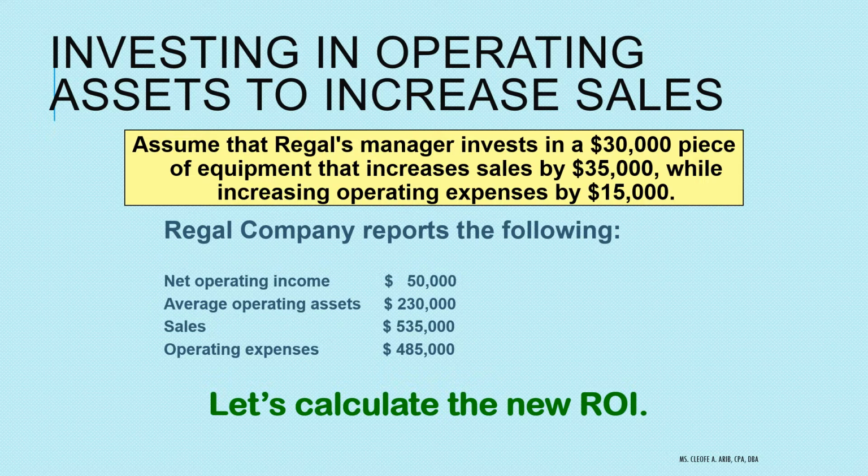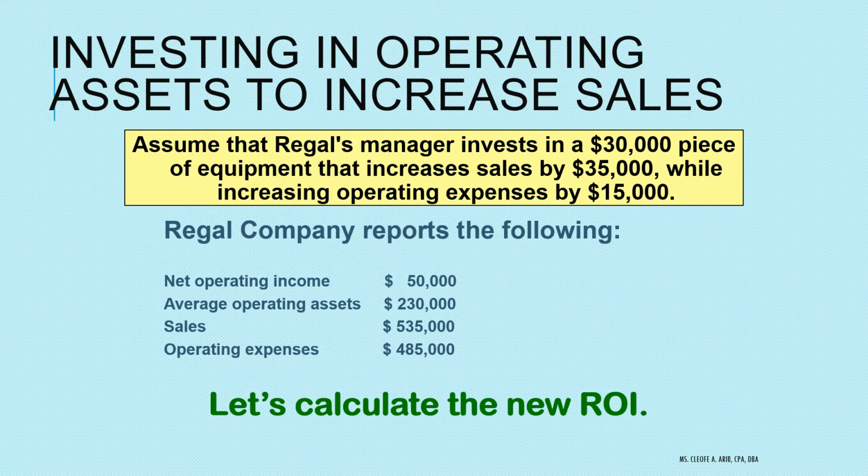Now, say for example, let's assume that Regal's manager invests in a 30,000 piece of equipment that increases sales by 35,000, while at the same time also increasing operating expenses by 15,000. Let's see what will be the effect of this action to the current ROI ng Regal Company. So, the net operating income now will be how much? 50,000. Bakit siya 50,000? Because there will now be an additional 20,000 increase in your net operating income.